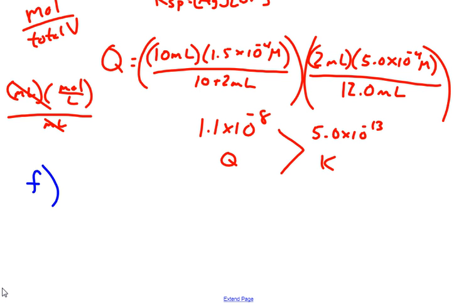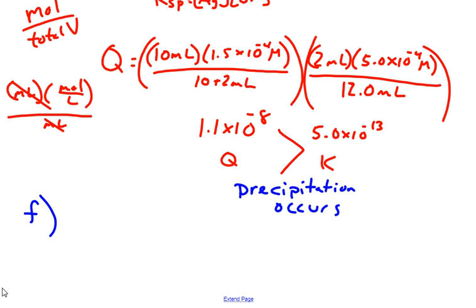And then 1 point is earned for indicating that the precipitation, because of this, it will precipitate. Holy cow, that's 3 points. So something like precipitation or precipitate will occur, or precipitate will form, or precipitation occurs, something like that, because of that statement. All right, 2 more. F, double I, I like it.